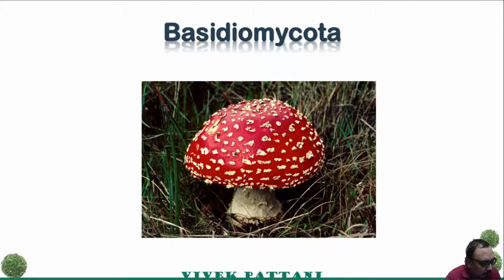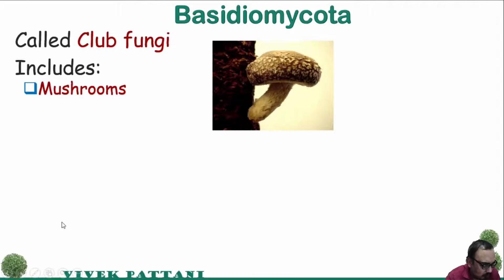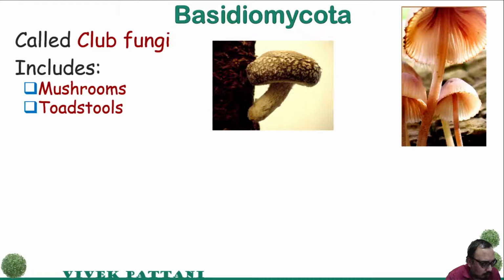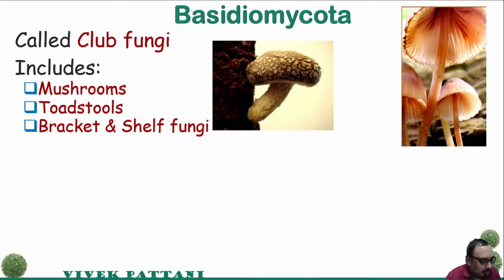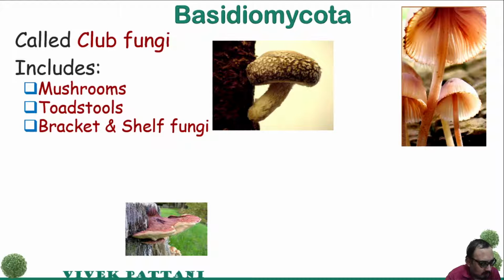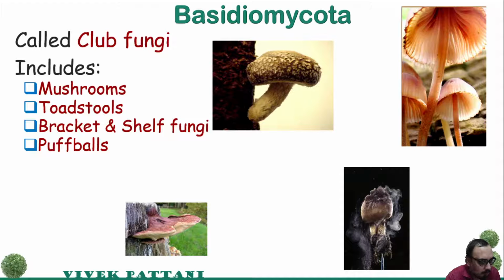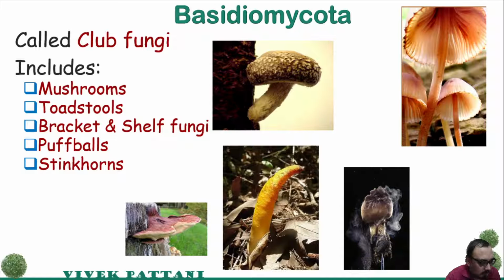and I will also use some photographs, if you want to see some of the new fungi as well. Right now I am going to continue with the Basidiomycota, in which I am not going to cover the reproduction. Basidiomycota are basically the club fungi, which include mushrooms, toadstools, bracket and shelf fungi, puffballs, stinkhorns, etc. These are the various types of club fungi, and also the smuts.